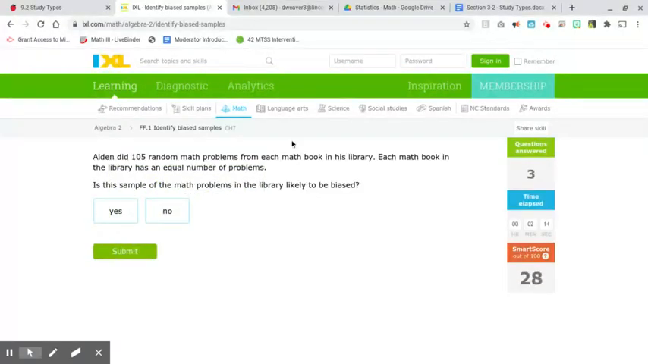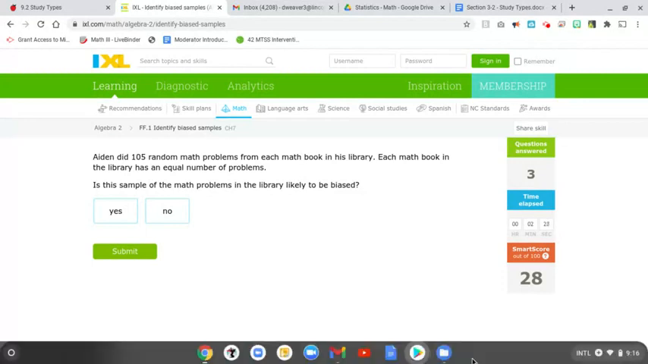A couple examples of what's biased and what's unbiased. Remember, unbiased is good. It means you'll get a good sample. If it's biased, it means it really doesn't represent your population. So it's not a good sample.